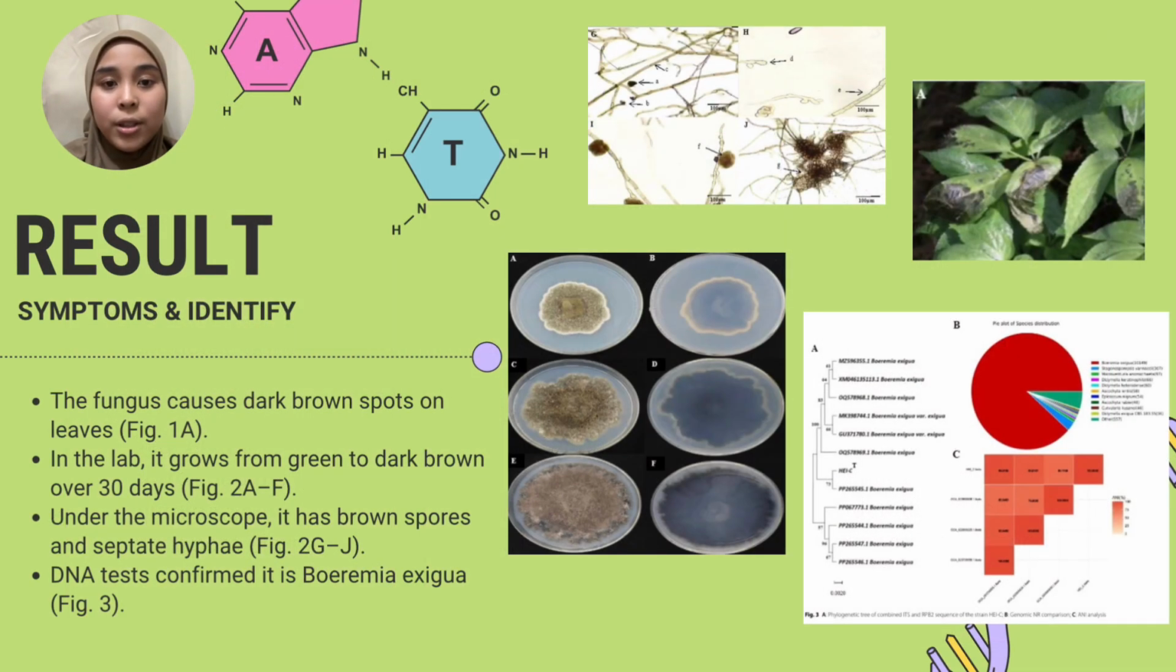The fungus causes dark brown spots on the leaves of Panax notoginseng, as shown in figure 1A. When grown in the lab, its color changes from green to dark brown over 30 days, as shown in figure 2A to F. Under the microscope, you can see brown spores and septate hyphae, as shown in figure 2G to J. Finally, DNA tests confirm that this fungus is Bioremia exigua, as shown in figure 3.